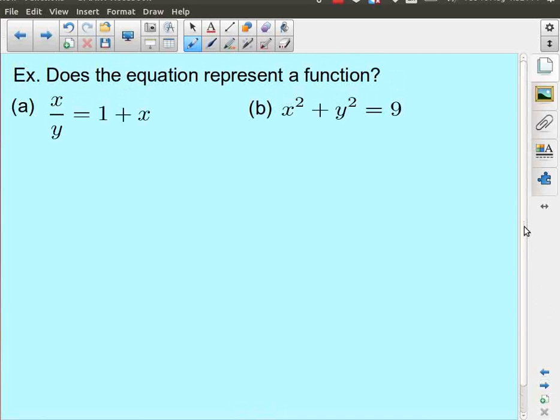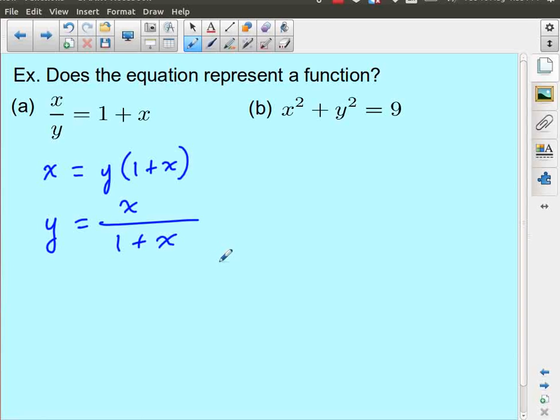Okay, what about an equation representation? Can I get any information out of this? So this is not a trivial equation, and again, we're going to assume x is our independent variable, y is our dependent. So let's go ahead and put this into the form y equals. The way I'll do that is I will cross multiply, or multiply both sides by y, and then I will divide both sides by 1 plus x, just rearranging at the same time.